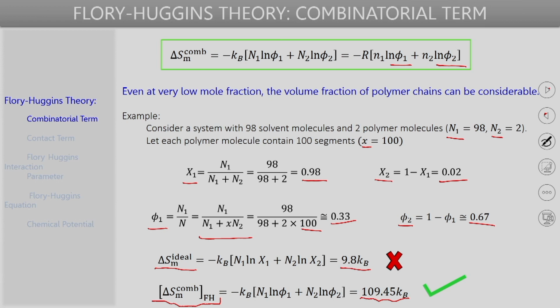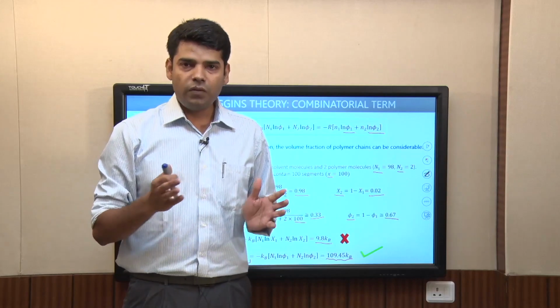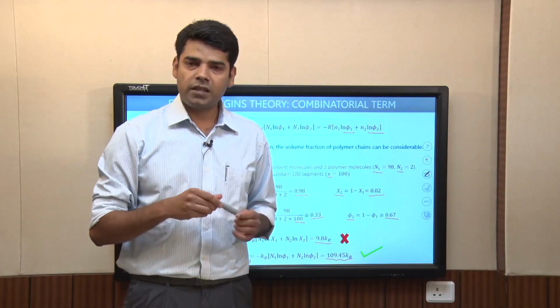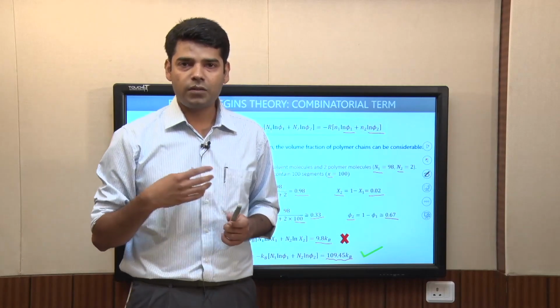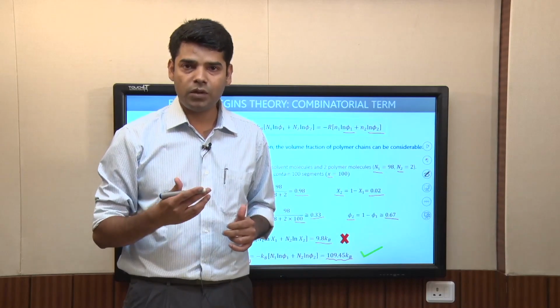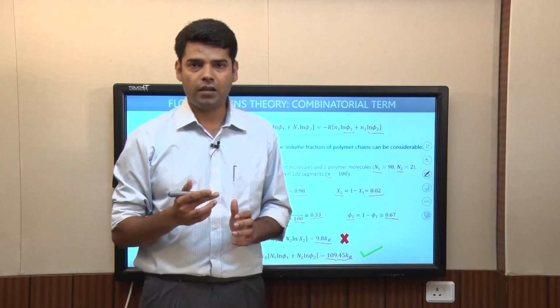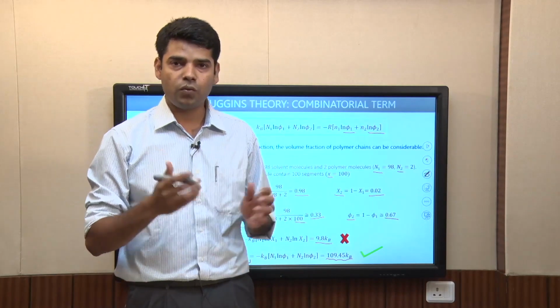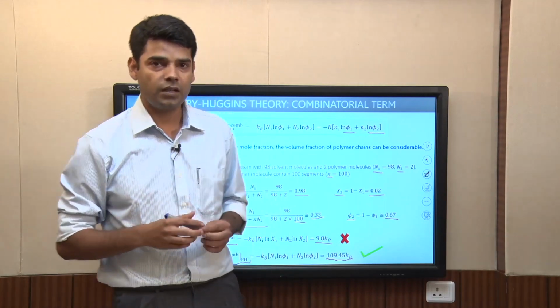So, we see that the presence of volume fractions in this Flory-Huggins expression for combinatorial entropy leads, in this particular case, to an order of magnitude increase in the actual entropy change that is happening, compared to what we would get if we had an ideal solution.